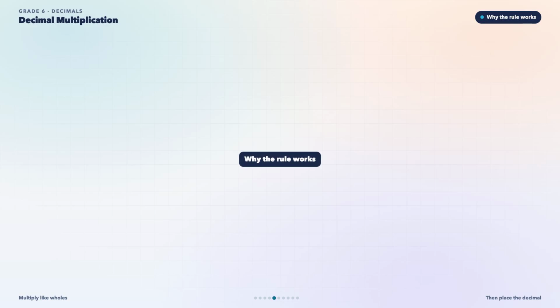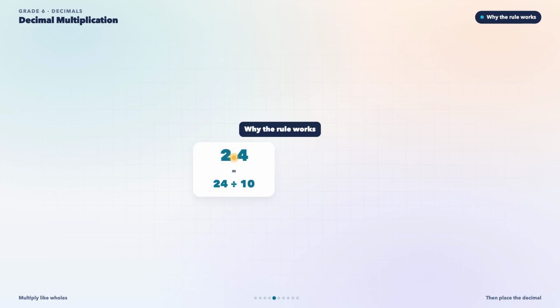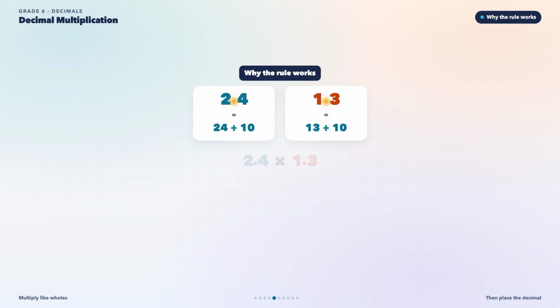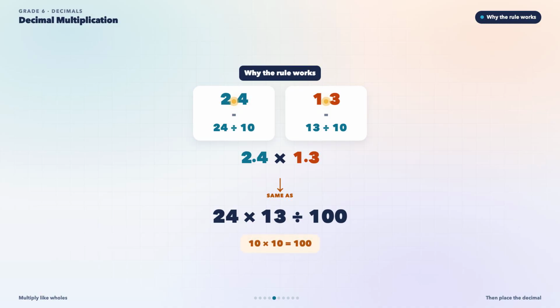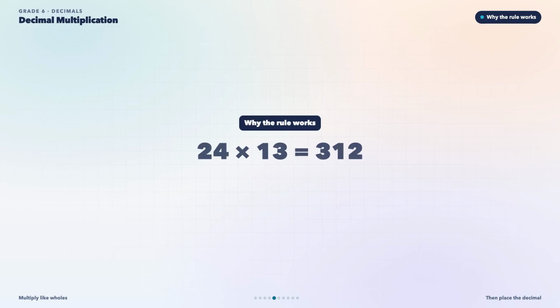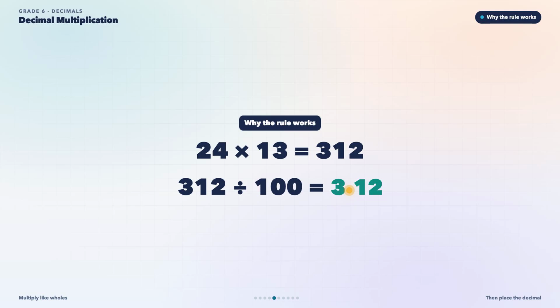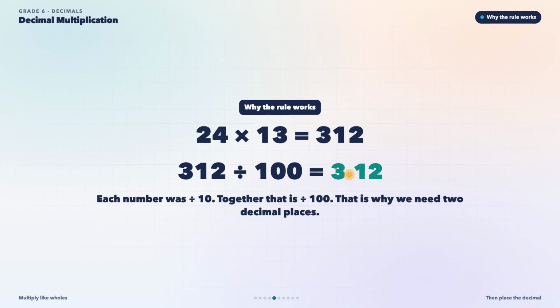Why does counting decimal places work? 2.4 is 24 divided by 10. 1.3 is 13 divided by 10. So 2.4 times 1.3 is the same as 24 times 13 divided by 100, because 10 times 10 equals 100. 24 times 13 equals 312. 312 divided by 100 equals 3.12. Each original number was divided by 10. Together, that means our whole number answer must be divided by 100. That is why we need 2 decimal places.